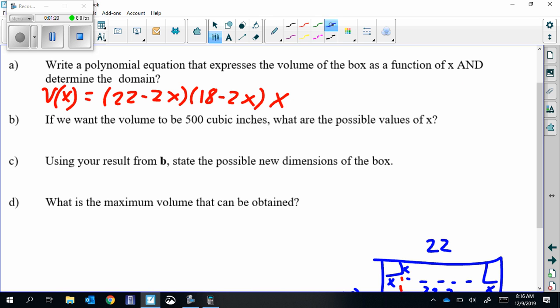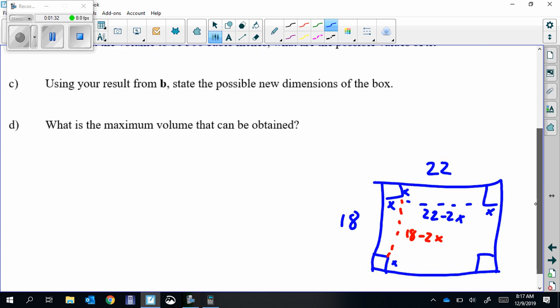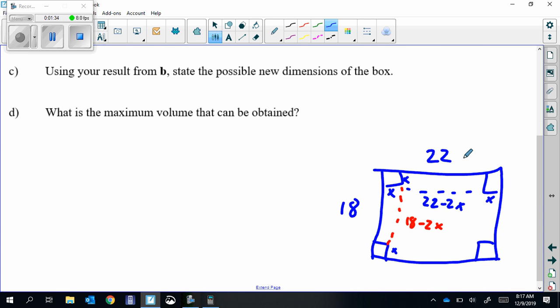And determine the domain. Domain is the x values. For x, the farthest we can cut into the box is halfway, because then you start cutting out of the box. You can only cut in half. So you look at the smaller of these two dimensions, the 18, because that's going to be the smaller amount that you can cut. You can only cut halfway. So it's got to be less than 9, less than half of 18.